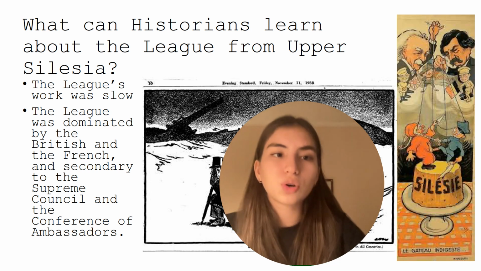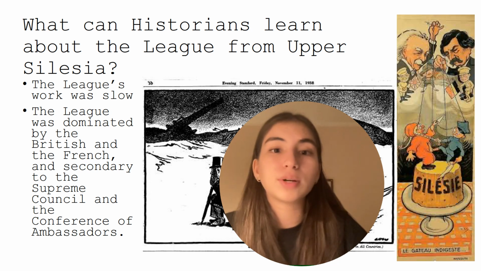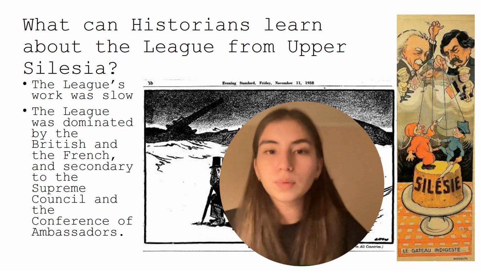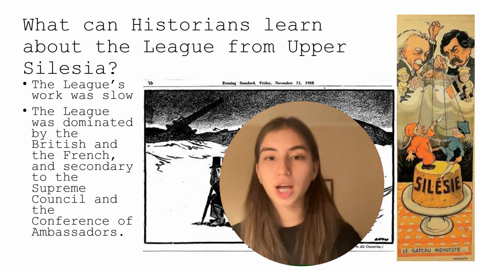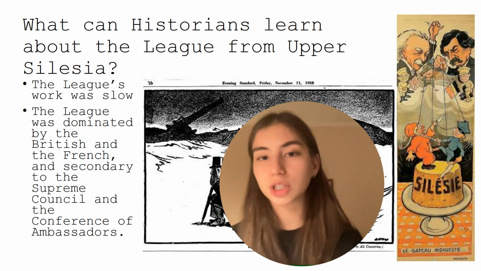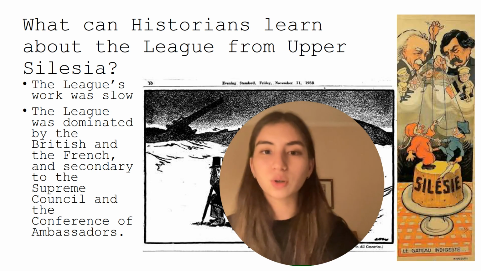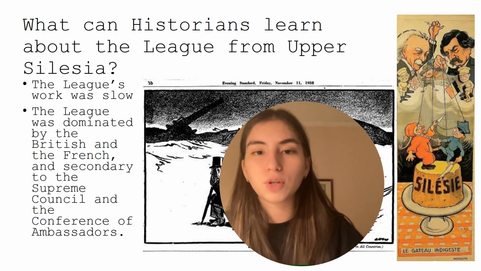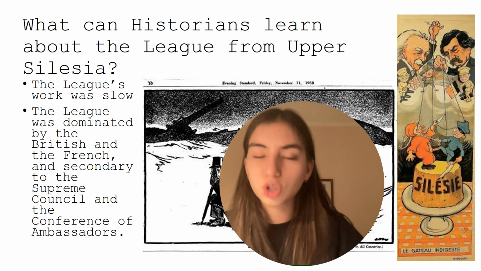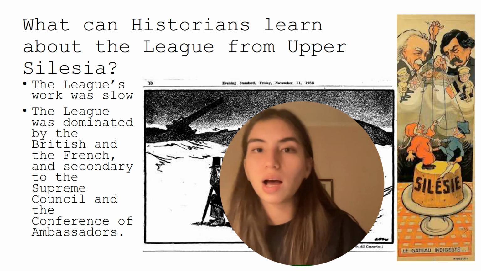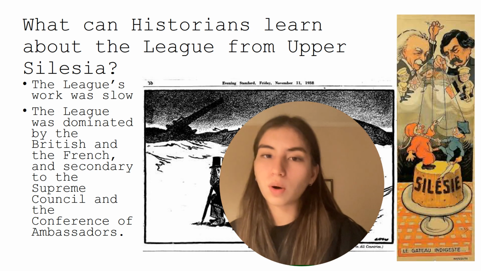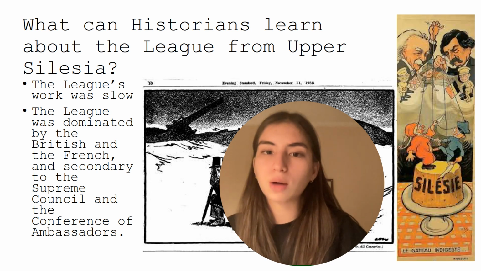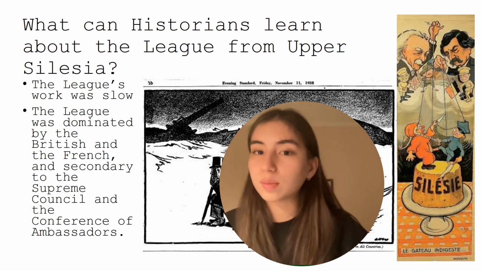And it also showed how the League was dominated by the British and French, because the British and the French had an important dispute over Upper Silesia. The British wanted to honor the results of the plebiscite, which said that Upper Silesia should have gone to Germany, which won 60% of the votes. However, France didn't want to allow Germany to have this because this would have weakened Poland.